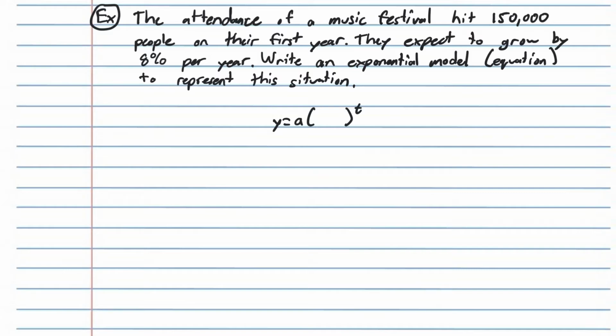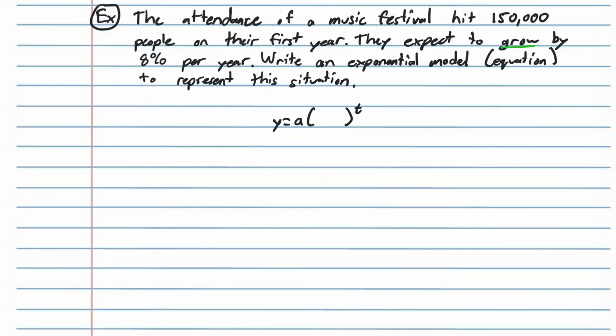Okay, so here's the question. It says the attendance of a music festival hit 150,000 people in their first year. They expect it to grow by 8% per year. The first thing they want you to do is write an exponential model, which is the same thing as an equation, to represent this situation. So the first thing you should do is decide whether this is a growth question or a decay question. It's a little bit obvious because the question uses the word grow. So we know this is going to be a growth question.